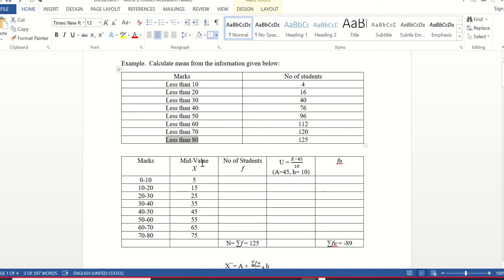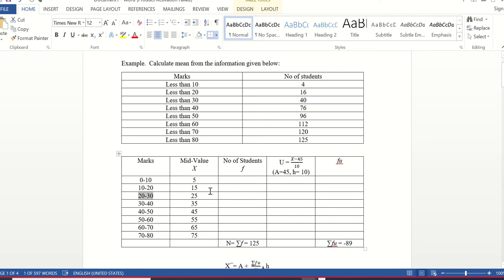So from here we will calculate the mid values. How do we calculate mid values? Again, 0 plus 10 is 10, 10 divided by 2 is 5. Then 10 to 20, so 10 plus 20 is 30, 30 divided by 2 is 15. Similarly, 20 to 30, 20 plus 30 is 50, 50 divided by 2 is 25. So this is how we are calculating mid values for all the class intervals, right?